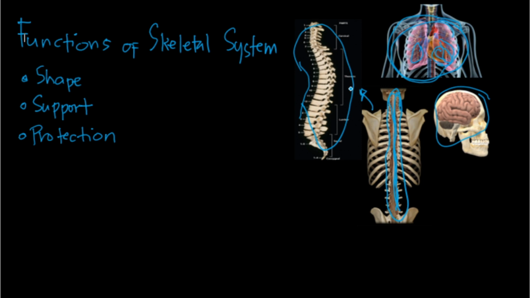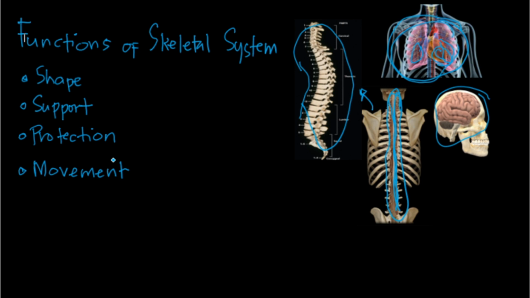Another function of your skeletal system is for movement. Take note, it is for movement. Why movement? Because it provides an extensive surface area for the attachment of the muscles that position the head, the neck, the trunk, and also muscles that perform respiratory movements.